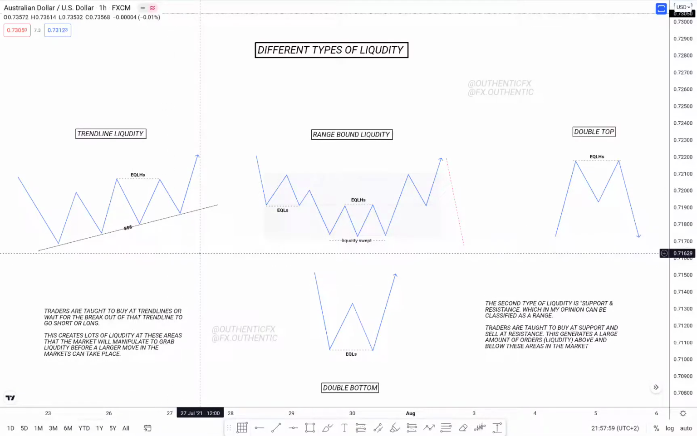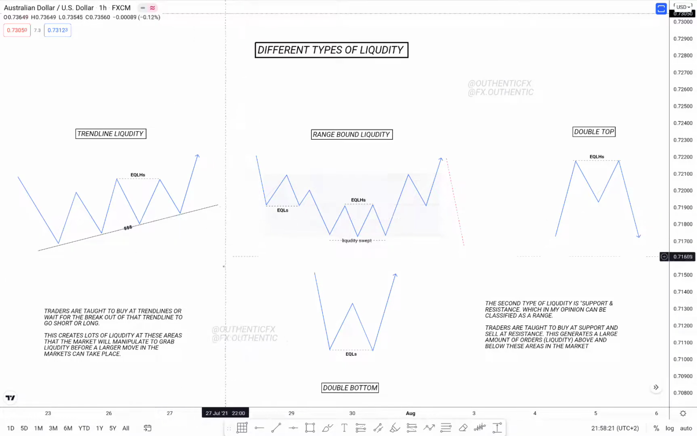So with trendline liquidity, we are obviously taught that you need to buy at the lows, sell at the highs of these trend lines, and this is where the generating of liquidity is built, right? This creates lots of liquidity at these areas that the market will manipulate to grab liquidity before a large move in the market can take place, right?